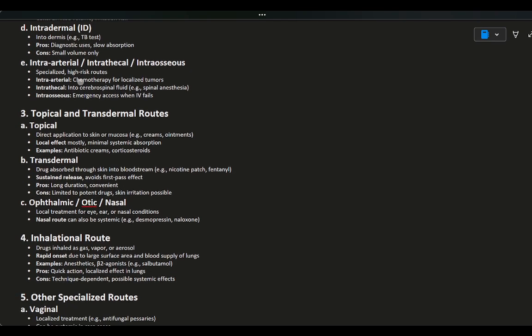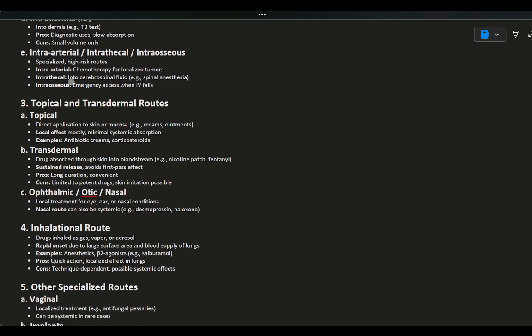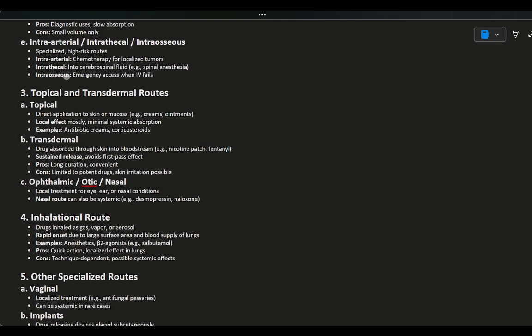And then finally we have intraarterial or intrathecal or intraosseous routes. These are specialized high-risk routes. The intraarterial routes are for chemotherapy or for killing localized tumors. Intrathecal routes involve administering drug into the cerebrospinal fluid, such as for spinal anesthesia. And then the intraosseous route is for emergency purposes when the intravenous route fails.